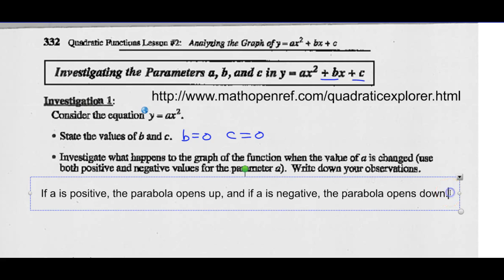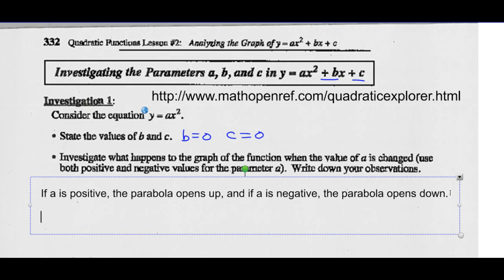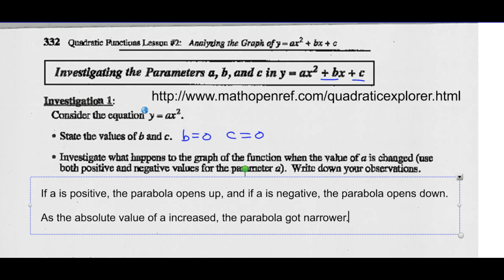What else do we notice? As the absolute value of a increased, the parabola got narrower. So absolute value means whether a is positive or negative, once a started increasing, right? Whether it was negative 10 or positive 10, the parabola kept getting narrower and narrower.